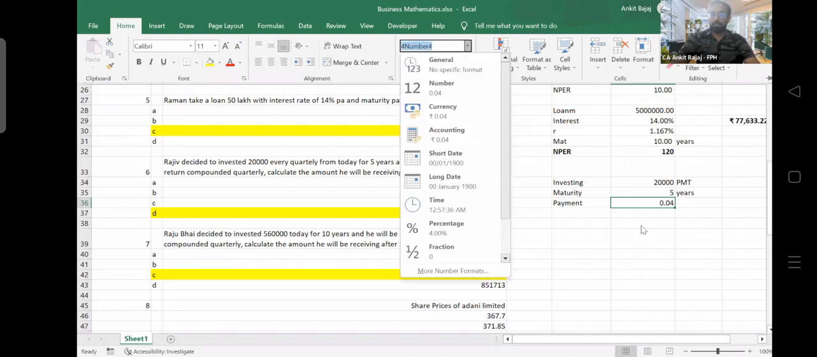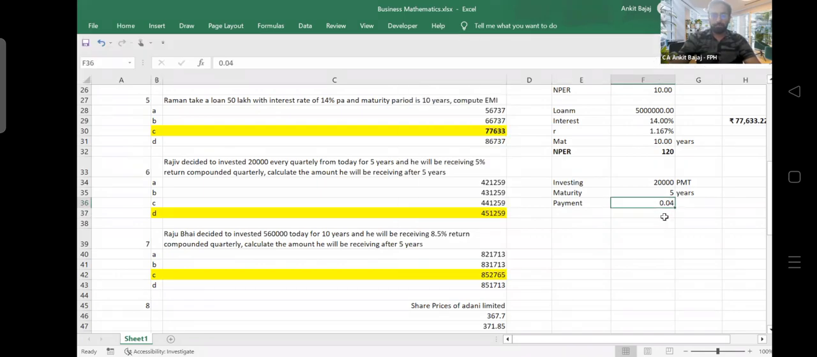Hopefully understood. He will be making 4 payments in a year, right? So what is going to be the NPR? NPR in this case is going to be 4 into 5, that is 20 times, right?